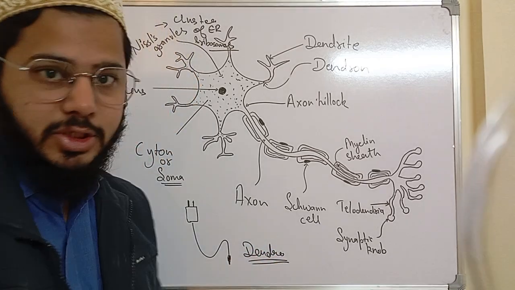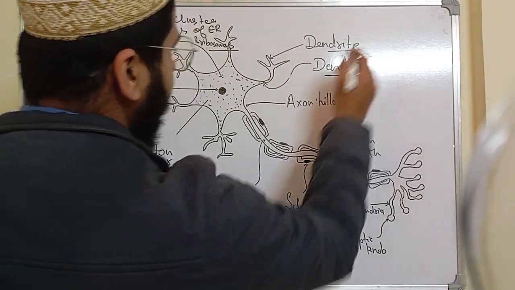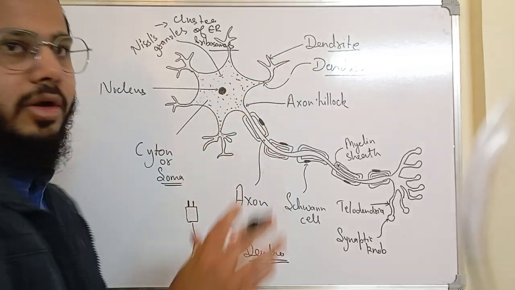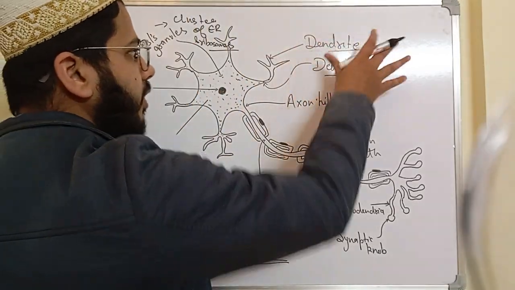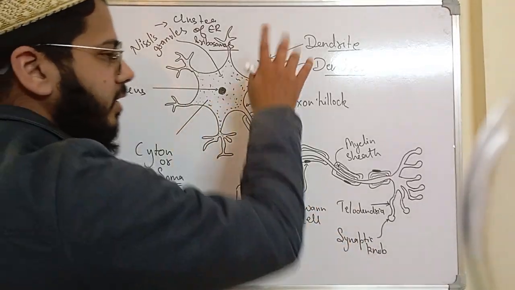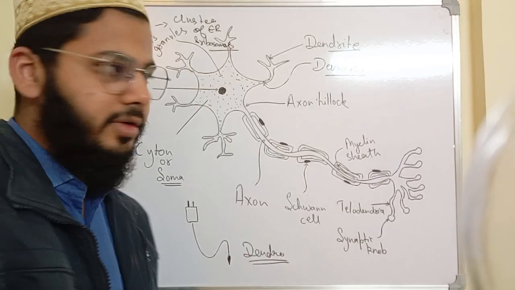Dendro means various branches. So from here, the term dendron and dendrite comes. The main branches that arise from the cyton are called dendron, and the further branches of dendron are called dendrite. So Nissl's granules are present in cyton as well as in dendron and dendrite. I hope it is clear to you till here.